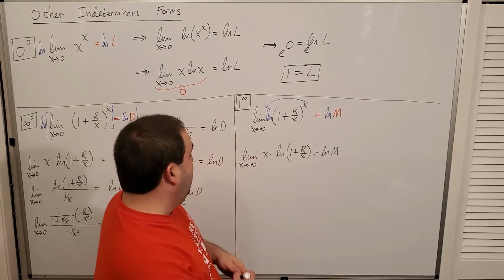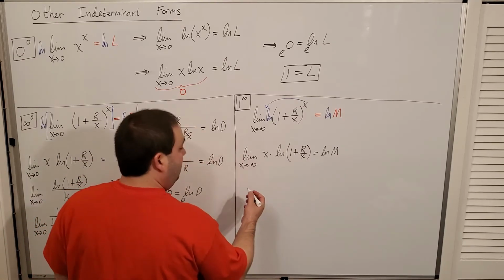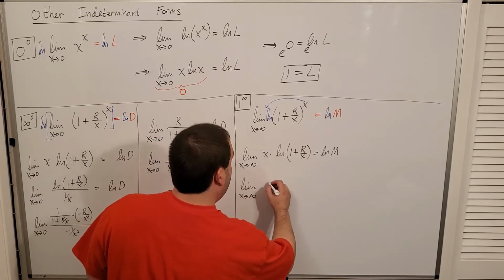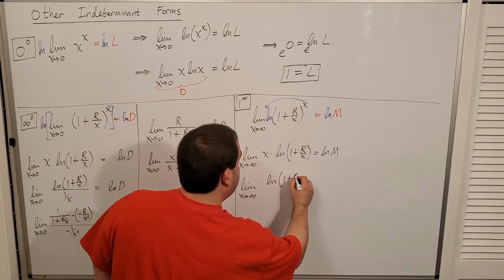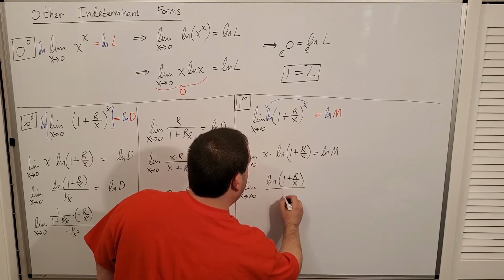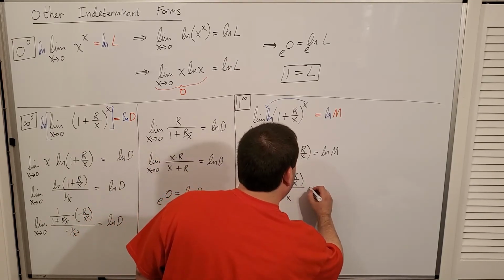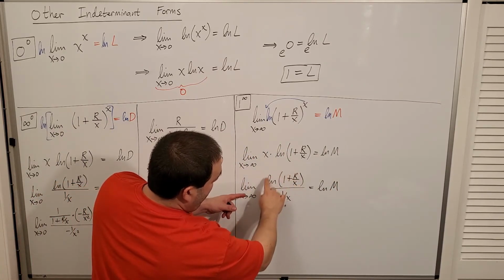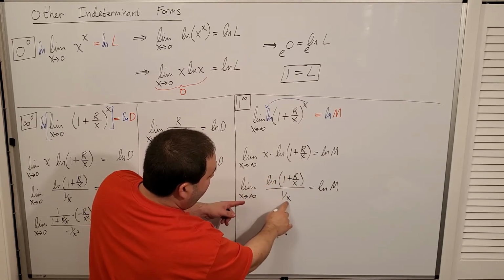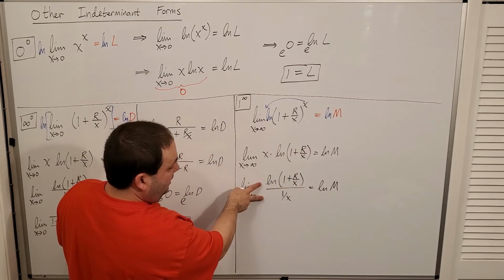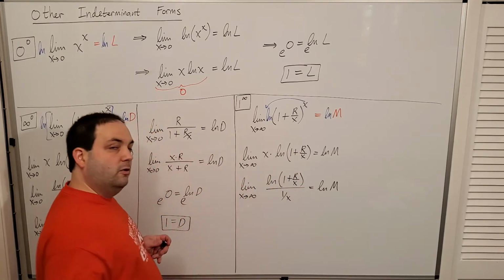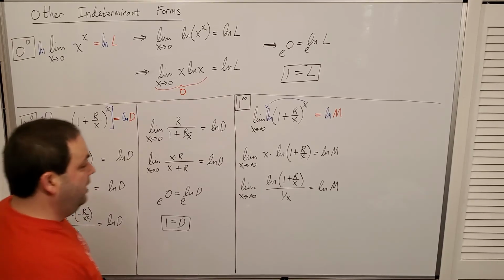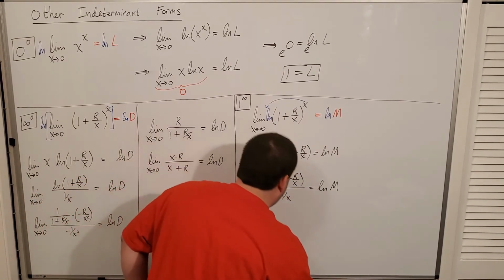If I do that same trick as I just did in the last example, limit as x goes to infinity of ln 1 plus r over x all over 1 over x, like so. Notice this is still 0 because I haven't changed it, and 1 over infinity right here gives me the 0. So I have 0 over 0. That's ready for L'Hopital's rule. And it's going to be the same derivative results as this one over here. Derivative of the top, derivative of the bottom.